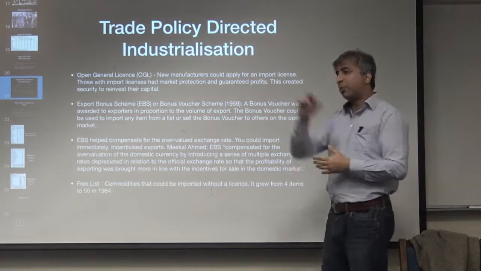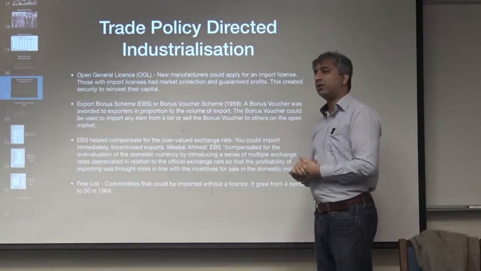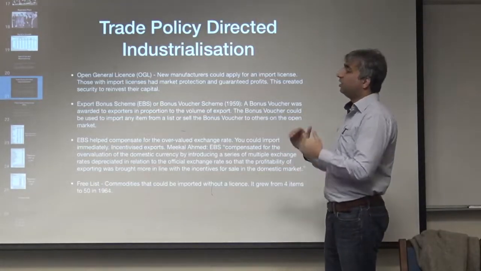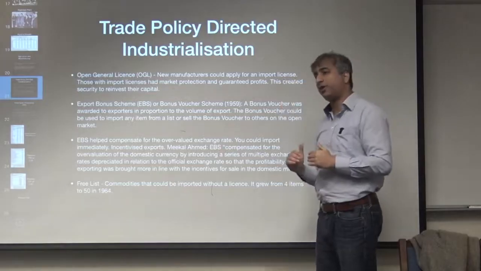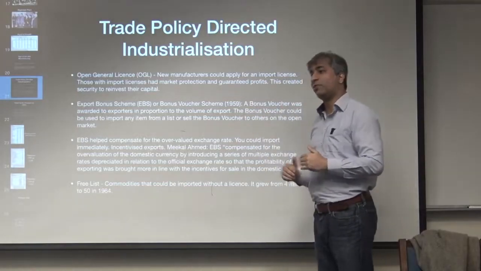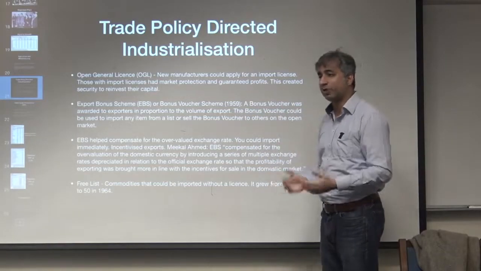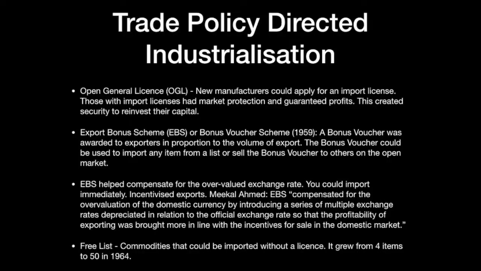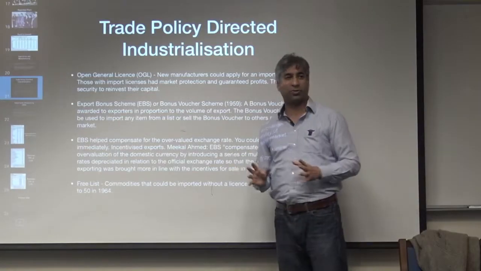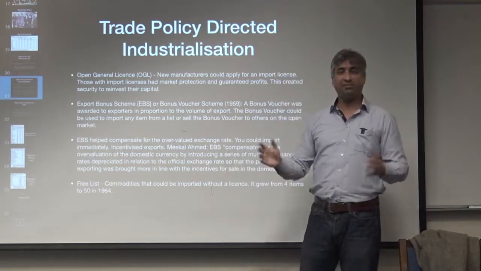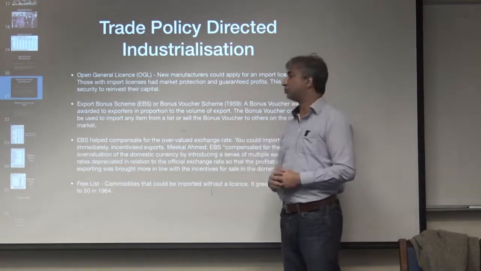Now, as you pointed out earlier in your question, with an overvalued exchange rate, your imports would be very expensive and your exports would be very cheap. So the government also created the export bonus scheme, or the bonus voucher scheme. It's the same thing as in 1959, whereby if you exported, you got a voucher in proportion to the total volume of your export. So if you exported goods worth 10 million, you got a voucher in proportion to that.